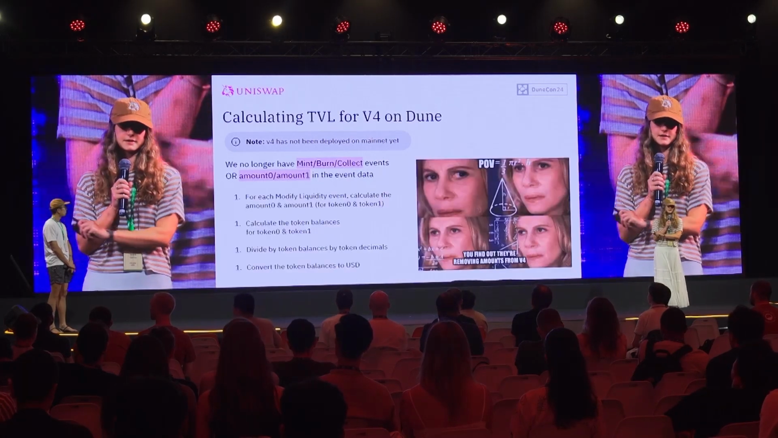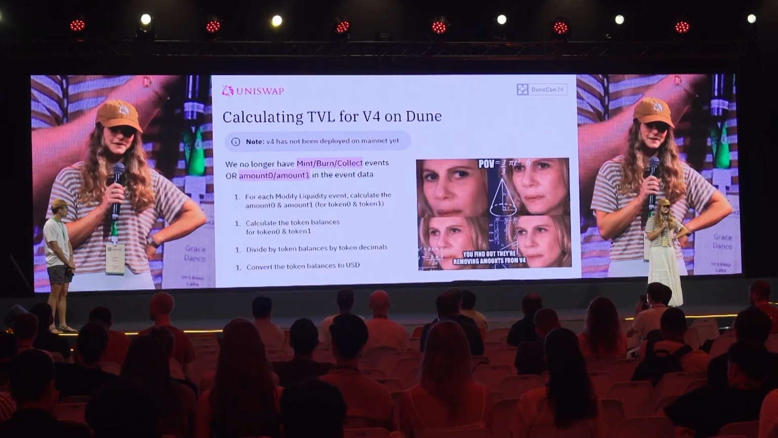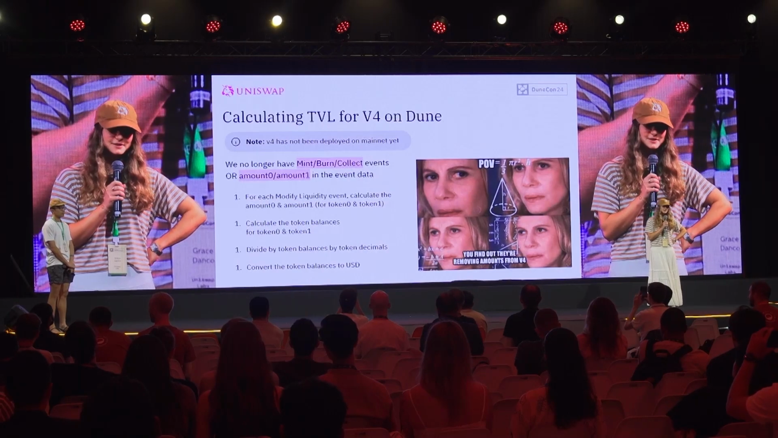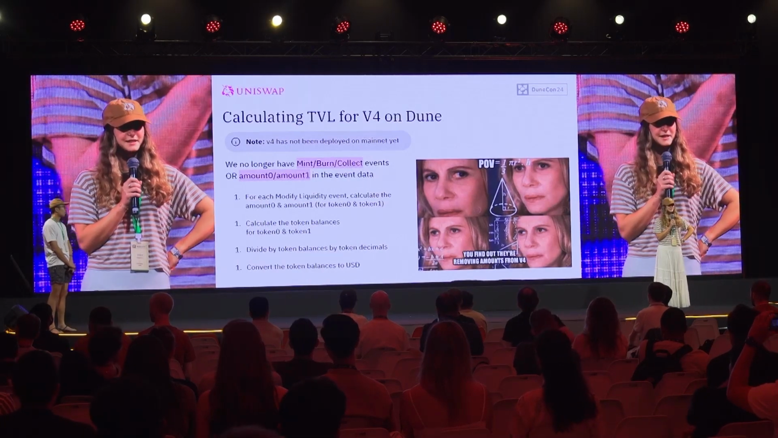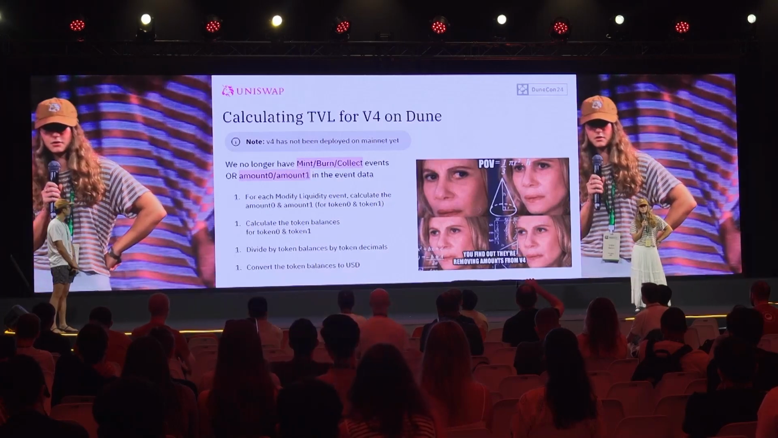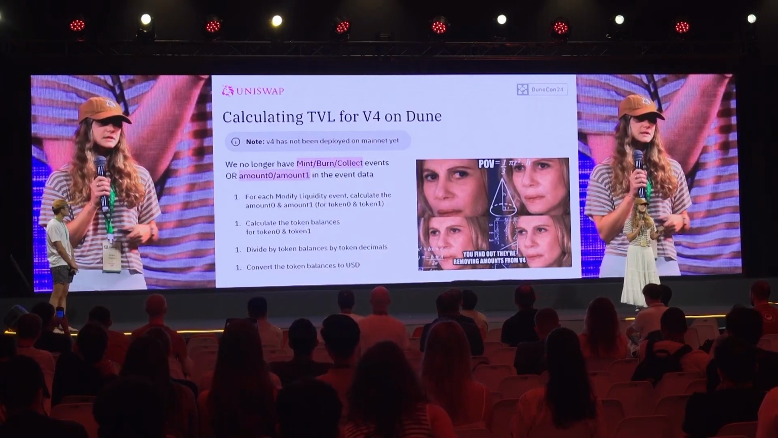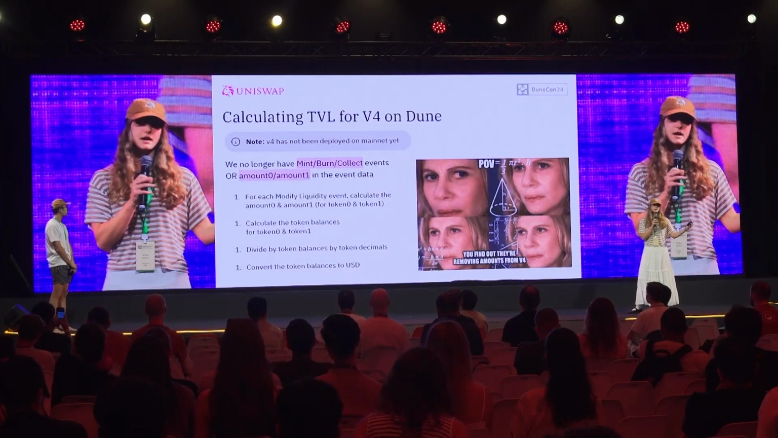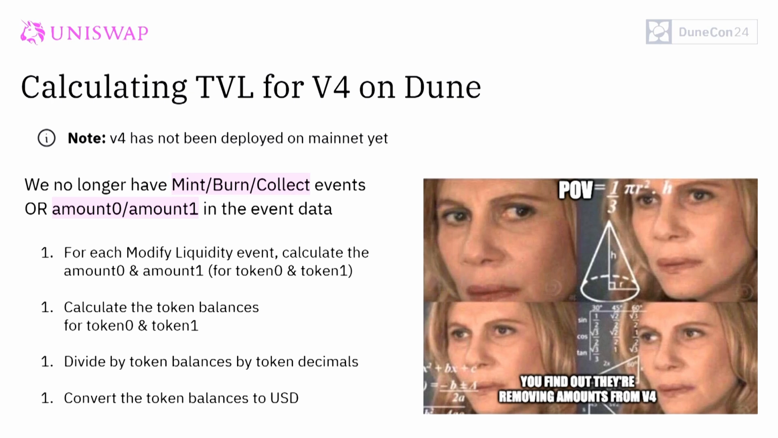As we said, we don't have the mint, burn, and collect events. One other thing that we actually don't have is amount 0 and amount 1. In the mint, burn, and collect events, we typically, in V3, had the actual raw amounts of token 0 and token 1, and now we don't have that. So for each modify liquidity event, we have to calculate the amount 0 and the amount 1 for each of the tokens.